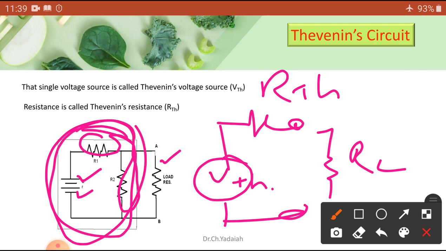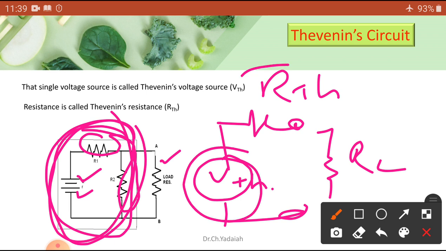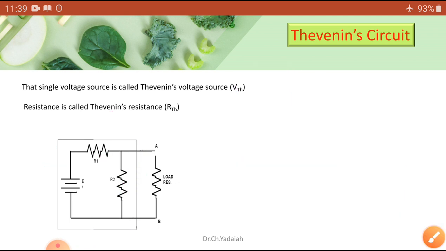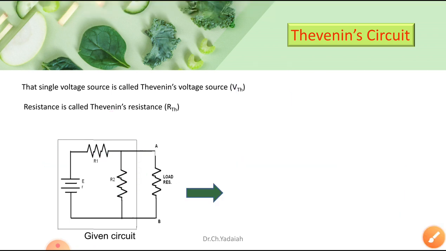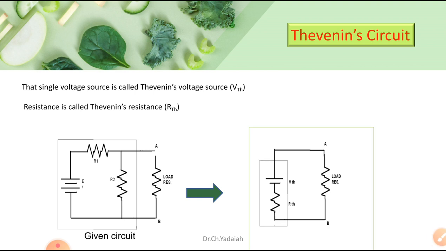Okay, this complicated circuit is converted to one voltage source and one passive element connected in series. Now we can see how it is connected: simply V Thevenin and R Thevenin in series. The AB terminals are where we are going to connect the element in which we are going to find the current or voltage across that element.